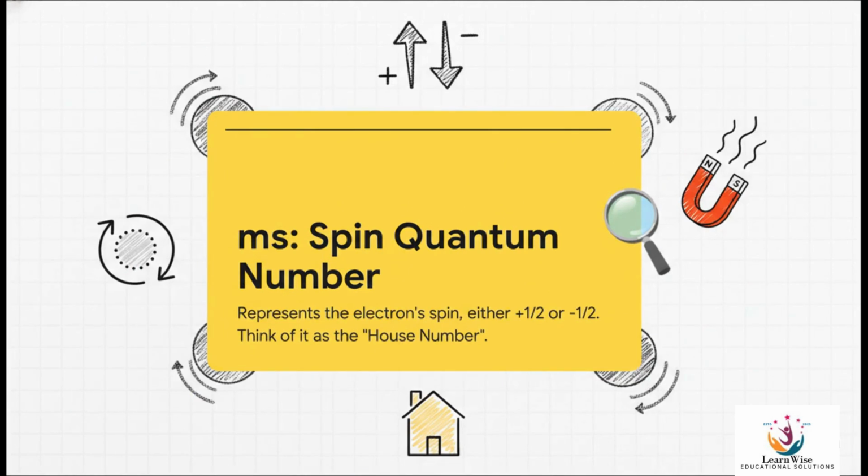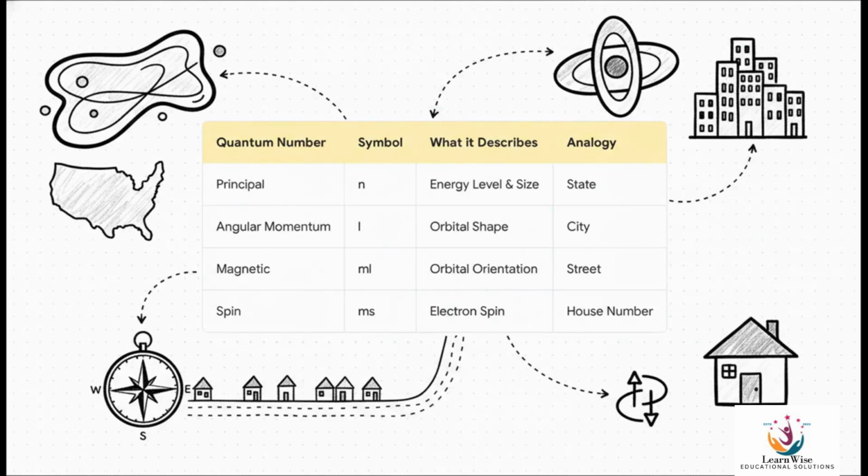And finally, we get to the house number, MS, or spin. This is an intrinsic property of the electron itself, like its charge. It can only have one of two values, which we just call spin up or spin down. It's the final piece that makes every electron's address totally, completely unique. So there you have it, the four quantum numbers, N, L, ML, and MS. They all work together to form a complete address, pinpointing the unique state of any electron in an atom: state, city, street, and house number.